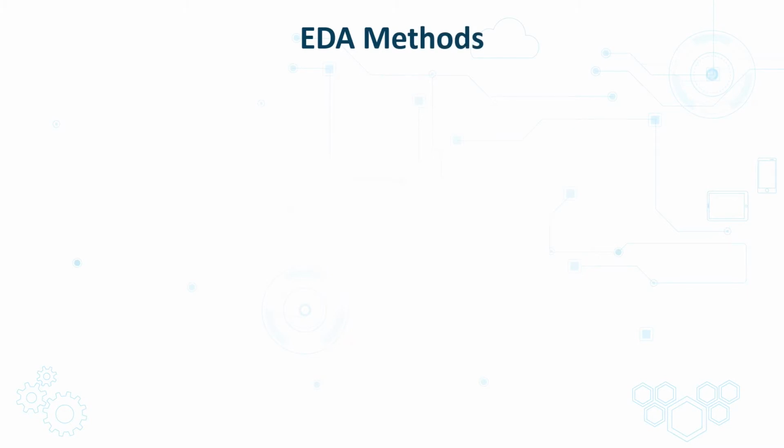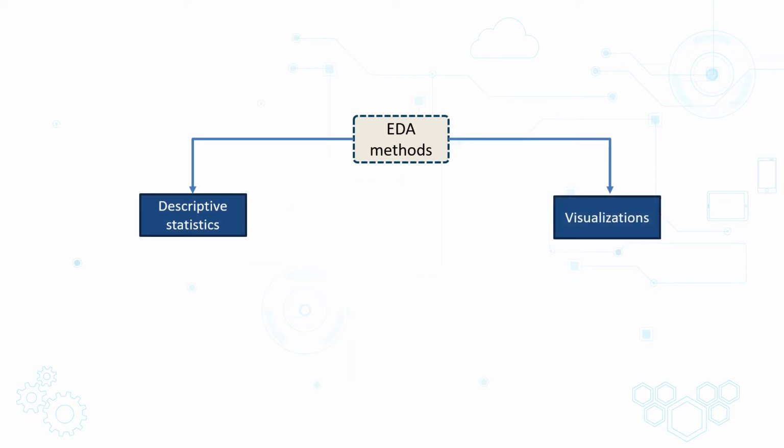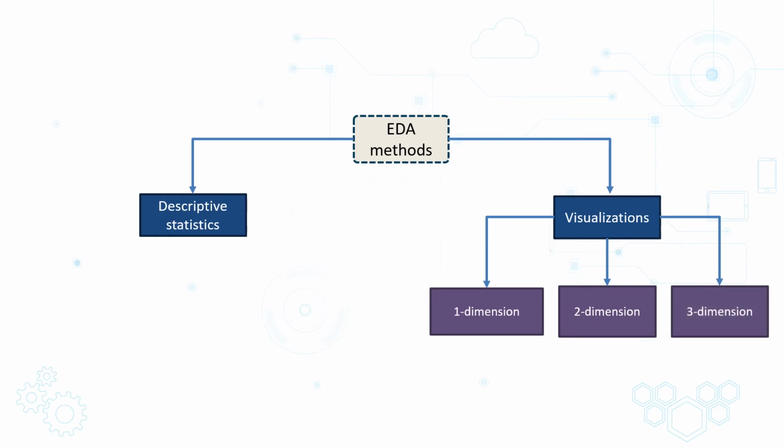So now let's talk about methods which can be applied in order to conduct proper exploratory data analysis. We can divide methods into two types: descriptive statistics method and visualization method. Visualization method helps us to come up with graphs and charts which can be one-dimensional, two-dimensional, or three-dimensional. Some of the examples of visualization that conveys important characteristics of data are bubble chart, scatter chart, density chart, and histograms.